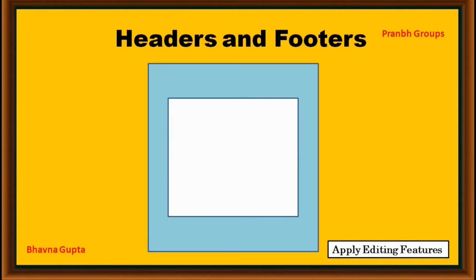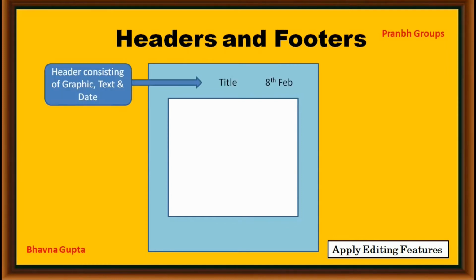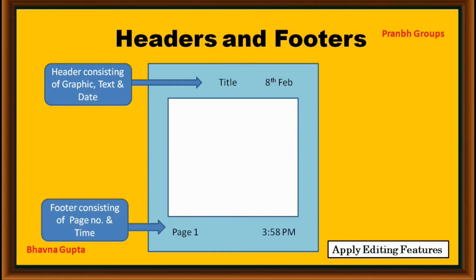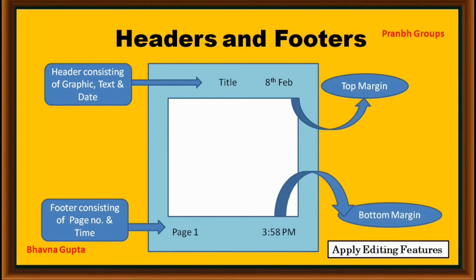A header and footer is a text or graphic such as a page number, the date and the company logo that is usually printed at the top or bottom of each page in a document. A header is printed in the top margin and the footer in the bottom margin.